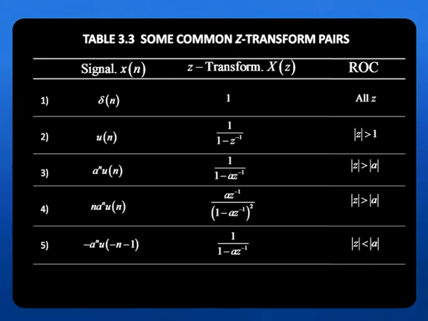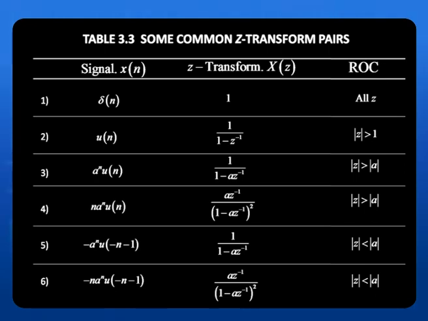Similarly, when a to the power of n u of minus n minus 1 is multiplied by the factor n, it results in the sixth serial number, which is minus n a to the power of n u of minus n minus 1. That will be equal to a Z to the power of minus 1 by 1 minus a Z to the power of minus 1 whole square. And in the earlier case where it was u of n, the ROC was Z greater than a. Here the ROC is Z less than a in this particular case.